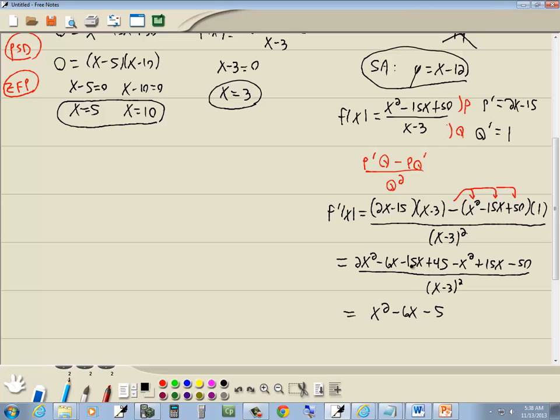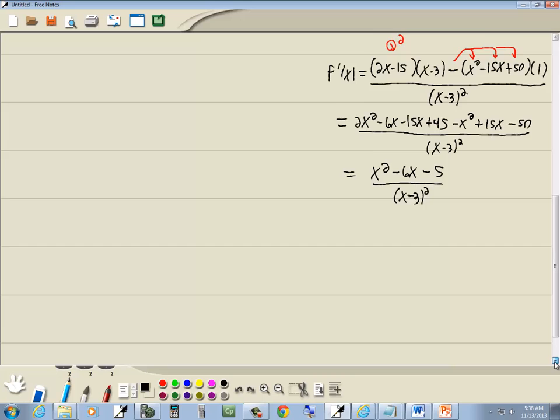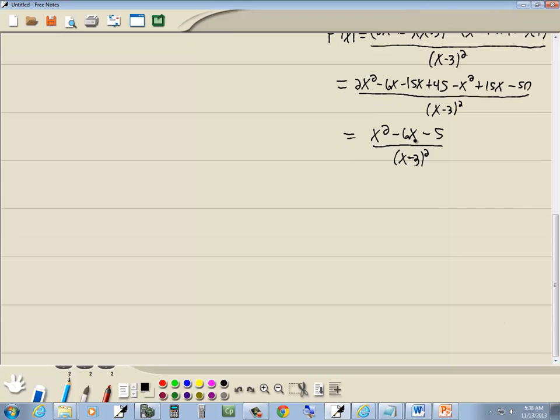Let me double check that. 2x squared minus x squared is x squared. Negative 15x and positive 15x, okay, those cancel. Negative 6x. Minus 5. Yeah, it looks right. It doesn't factor. That's what I'm wondering. Looked real close, though. Looked like it would factor. Okay, we got our derivative.